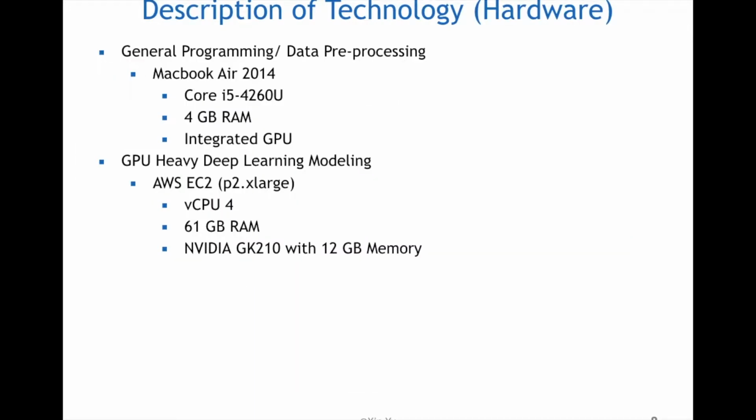In terms of the hardware, I just used a basic MacBook Air to do basic programming tasks and data preprocessing. For training the data model, I used an AWS EC2 instance, the P2 extra large instance, and generally it was fairly quick at training the models, within a couple of minutes.